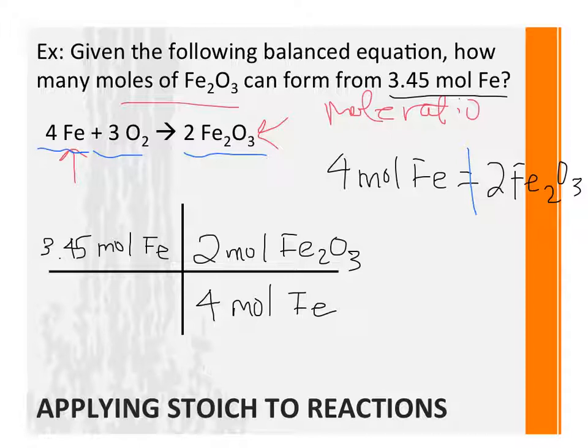Again, this is the only new thing that we've been faced with in this unit. So all I did was put the starting information in the top left box. Then I looked at the coefficients of the balanced equation and wrote my conversion factor so that moles of iron now cancel out. And once I do the multiplication and division, I will be left with an answer in moles of iron 3 oxide. So 3.45 times 2 divided by 4, rounded to sig figs, gives us an answer of 1.73 moles of iron 3 oxide.